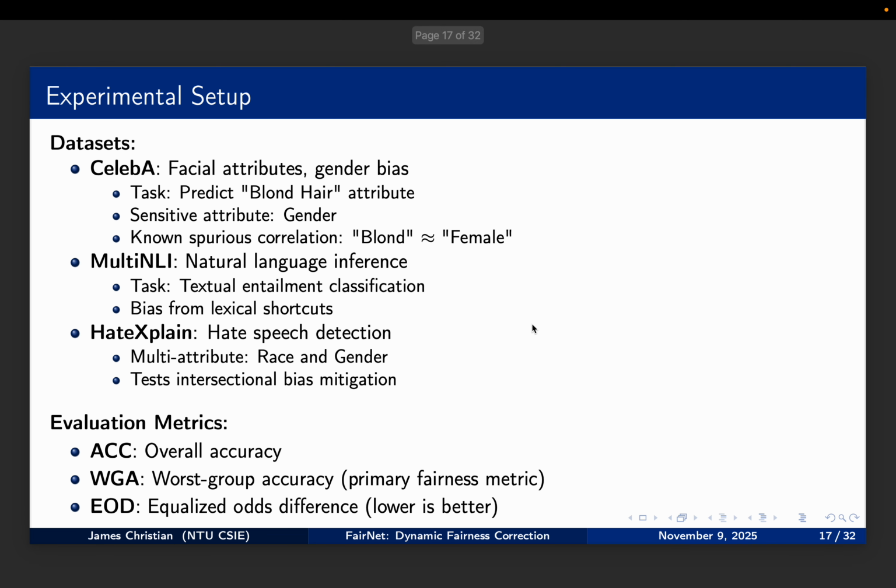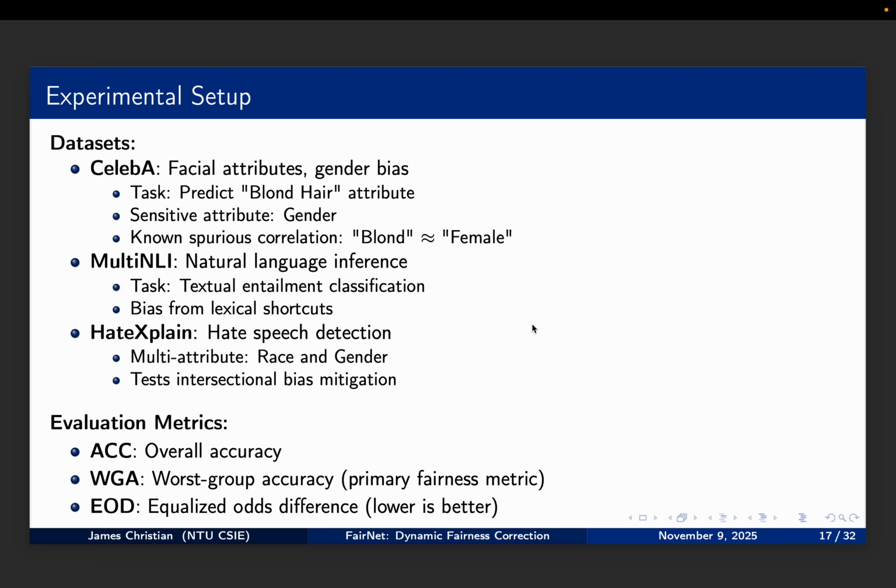Now let me present the experimental results. The dataset is CelebA for facial attributes with gender bias. The task is to predict the blonde hair attribute. The sensitive attribute is gender. There is a known spurious correlation that blonde approximately equals female.